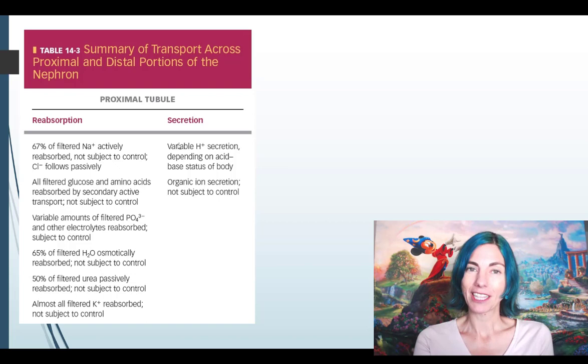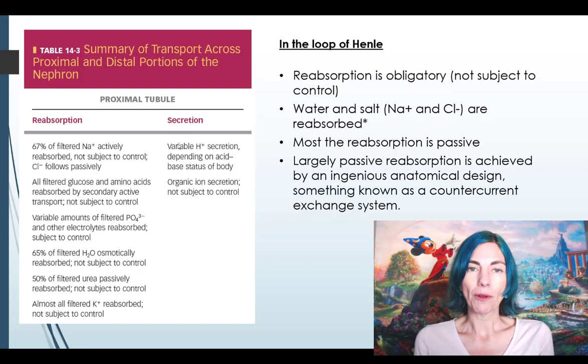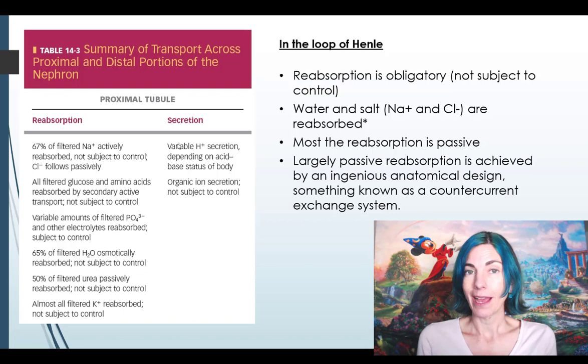Okay, let's now come back to the loop of Henle. Here, I have a bullet point list that showcases some of the major points that we need to understand. So in the loop of Henle, reabsorption continues to be obligatory, which means that it is not under control of hormones, so it should happen the same way every time. There are only two things that are reabsorbed, water and salt. And salt, in this case, refers specifically to sodium and chloride ions. They tend to get treated as one item together, even though technically they're dissociated. So when I say two things, I guess I really mean three things, water, sodium, and chloride, but it's often referred to as just water and salt reabsorption.